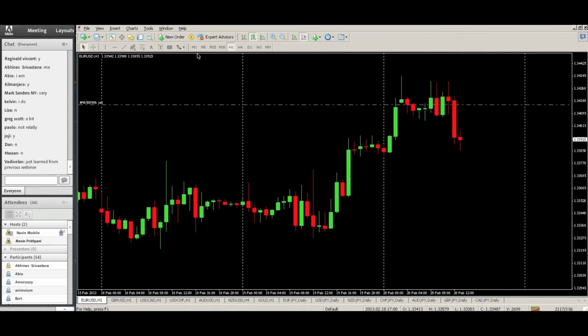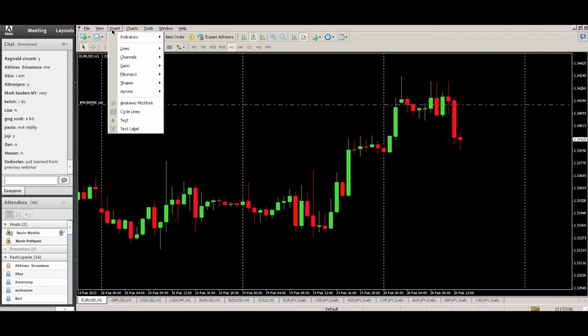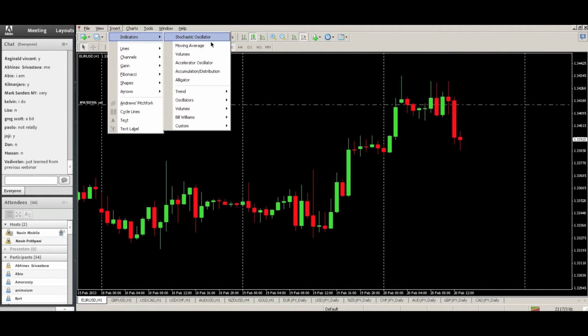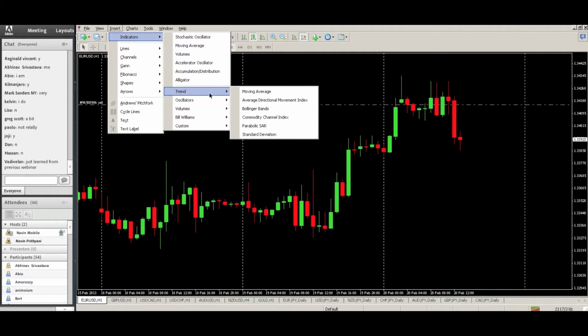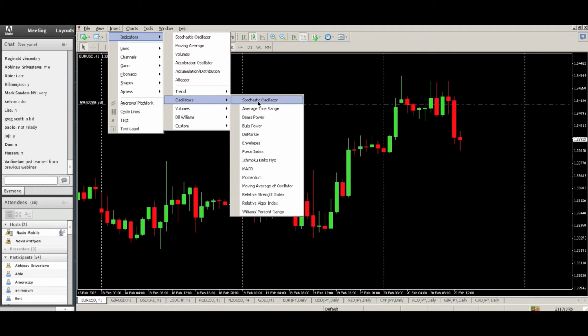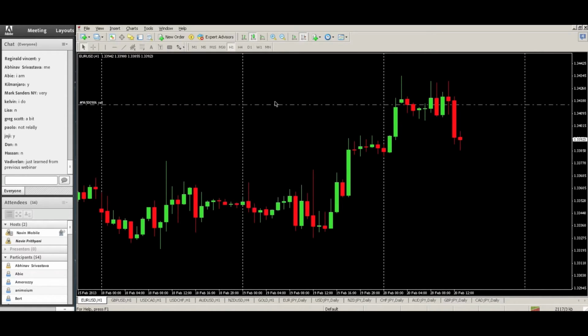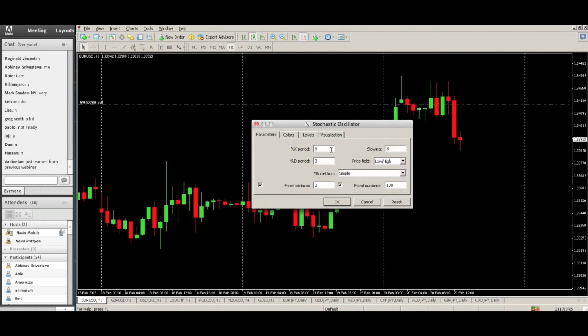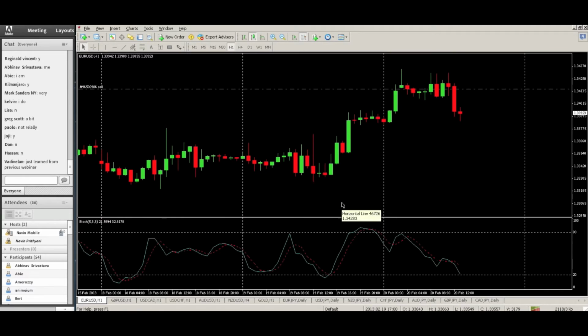For divergence, I like to use an indicator called stochastics. I'm going to go to Insert, Indicator, go down to Trend, and it's in your list. Oh, sorry. Go down to Oscillators, and it's in your list here called Stochastic Oscillator. I click on that. I use standard settings, which is 5, 3, 3. I click OK, and this is how it looks on my screen.